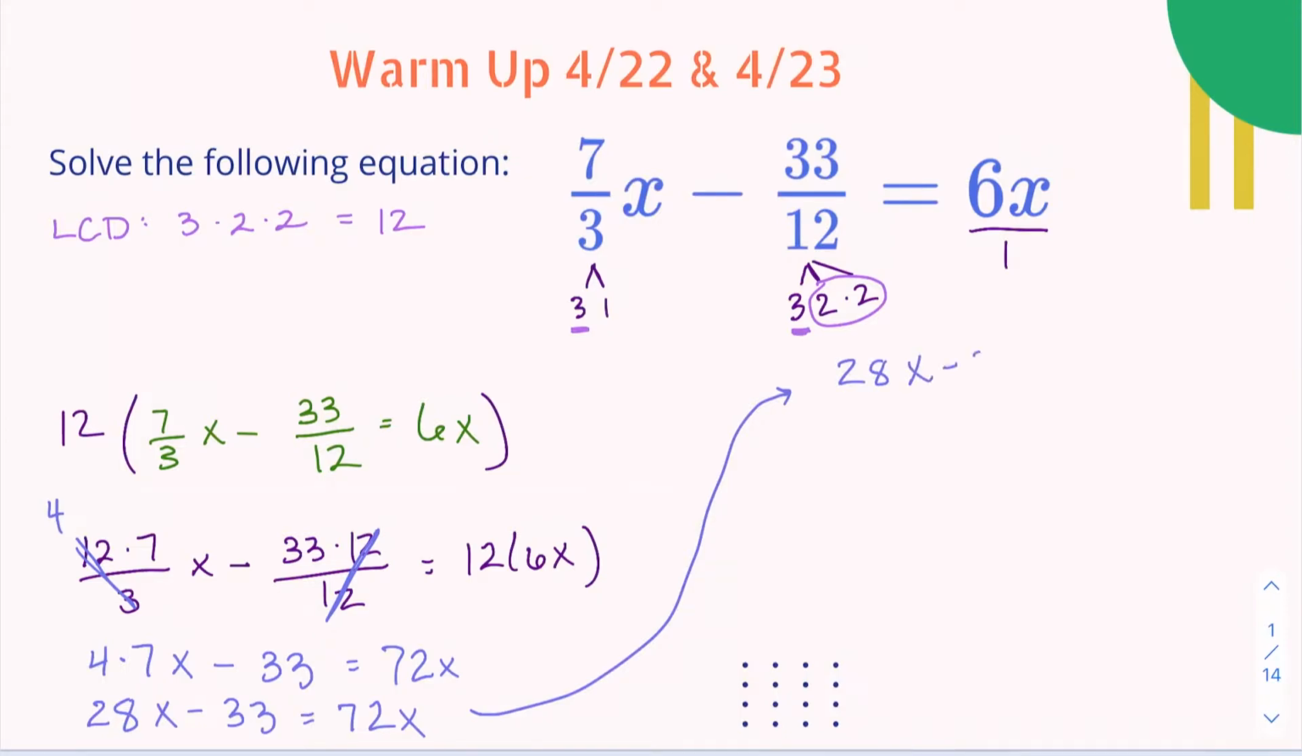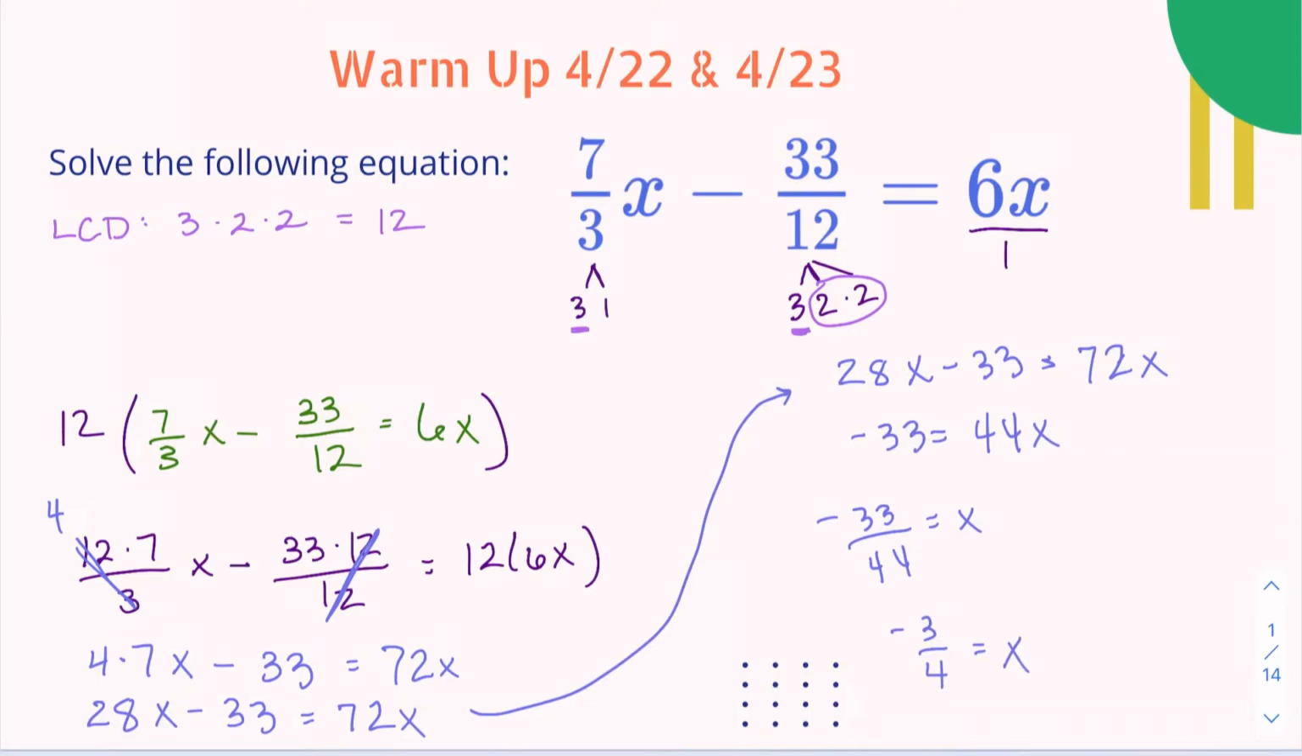And now this is just a linear equation, right? There's no longer any fractions involved. It's not a rational equation. It's just a linear equation. So I will do 72 minus 28. So I'll have negative 33 equals 44x. Divide both sides by 44, so negative 33 divided by 44. But then that reduces, because both the top and bottom are divisible by 11, to negative 3/4 is x.